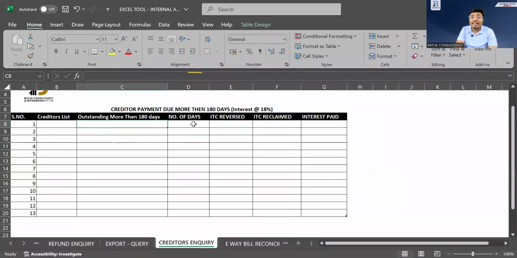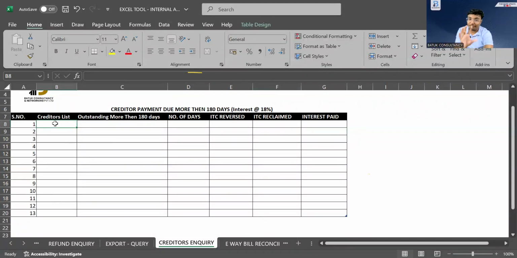Then you have to ensure the number of days. Accordingly, you can check whether ITC has been reversed or not, or if ITC has been reversed, then what is the amount for which you have made the reversal of ITC. And sir, if you have made the payment to your creditors, you can reclaim the same. So sir, through this one Excel sheet, you can easily identify for a single creditor what amount of ITC you have reversed, what amount of ITC you have reclaimed, what amount of interest you have paid, and what is the amount of delay. So you can reconcile everything in one sheet only, creditor wise, very easily.